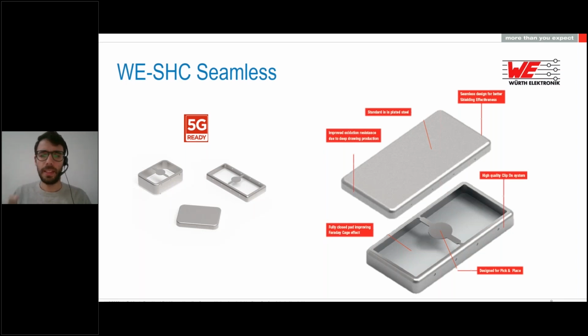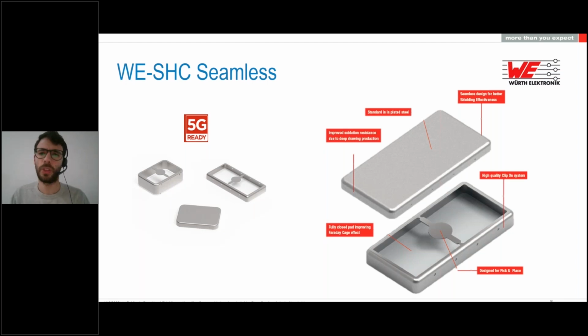This is the two-piece shielding cabinet. It has a clip-on system. This is because if we need in the design to have an after soldering visual inspection of the components inside and so on, there is also a version of one piece that can be requested for all the sizes. And it is designed for pick and place with this small supporting part in the middle.